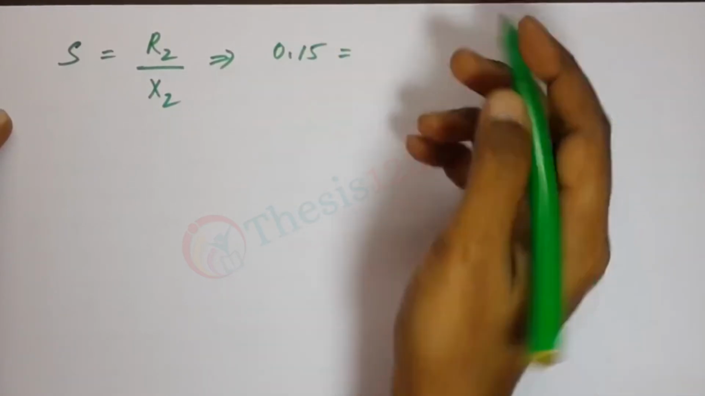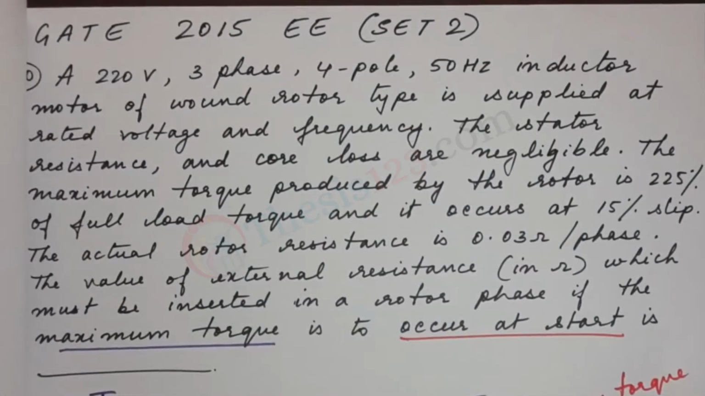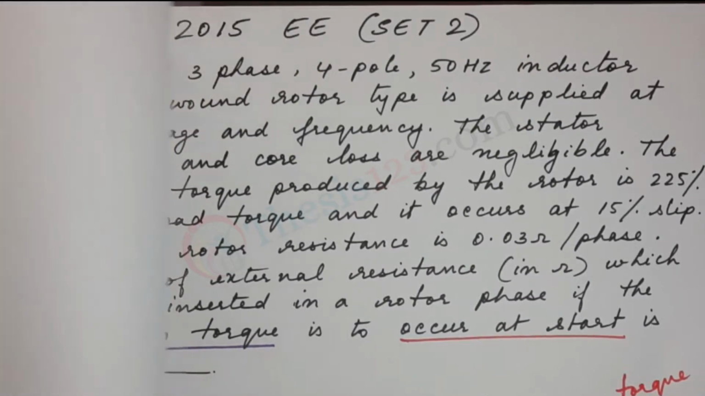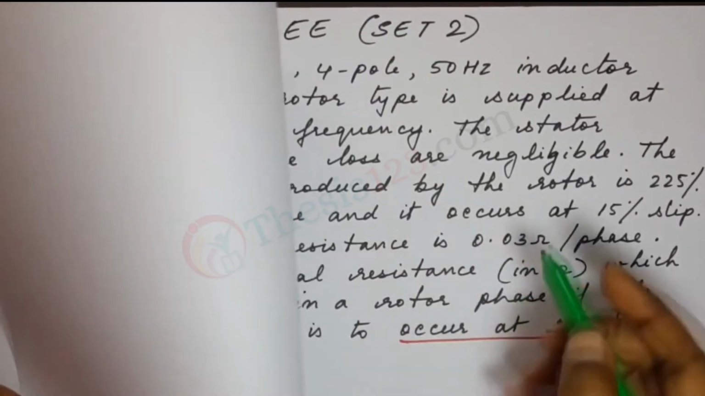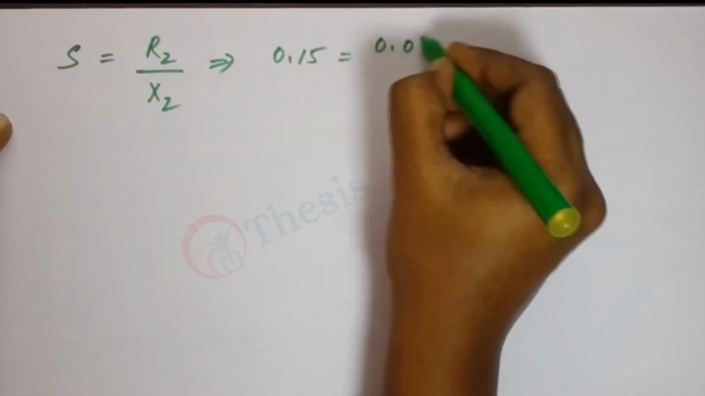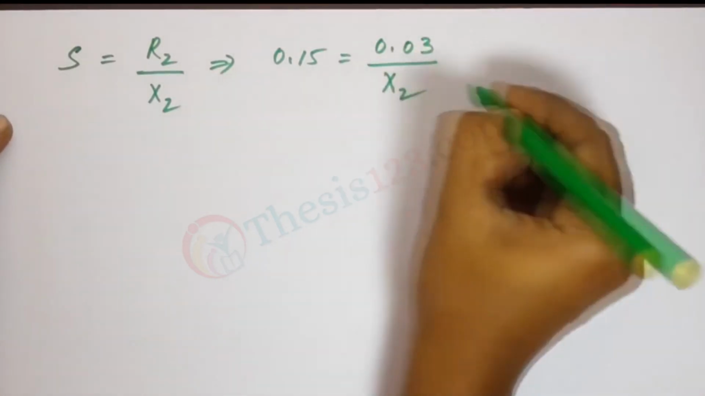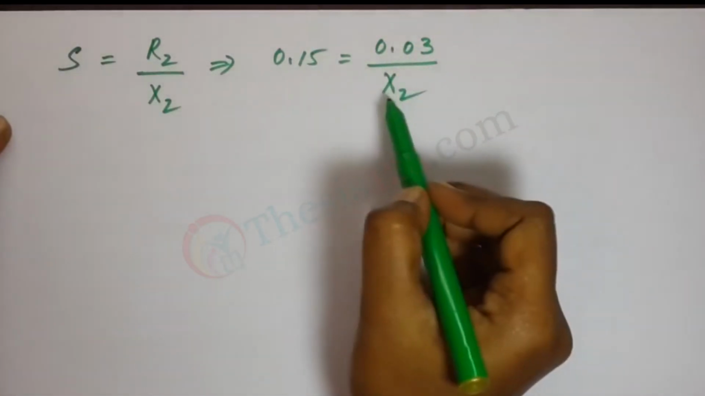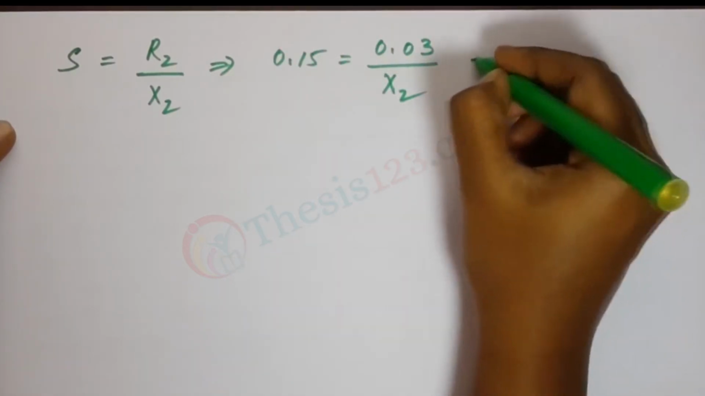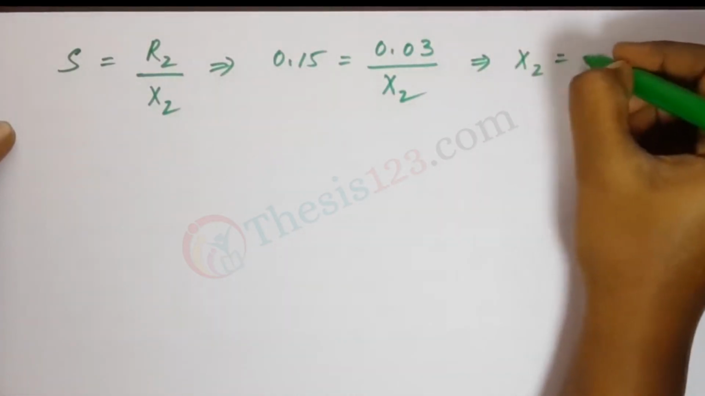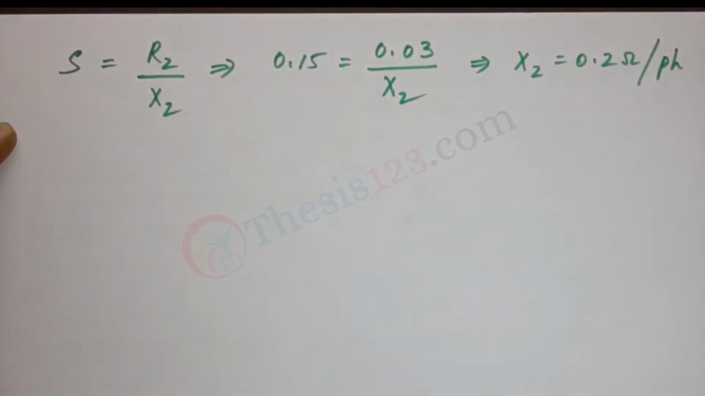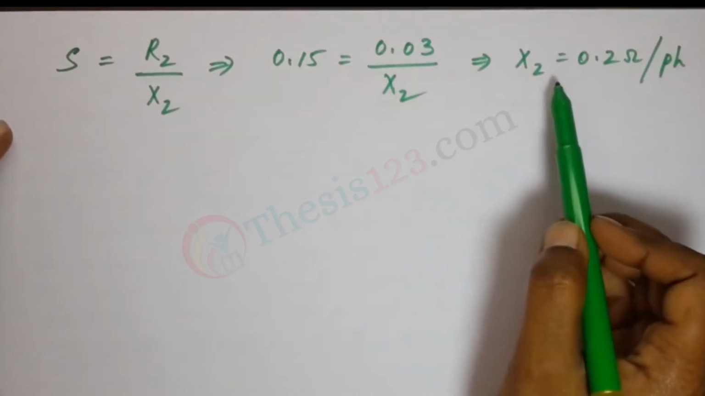Now the slip is given to us as 0.15. So 0.15 is equal to, now the resistance value is given to us. The rotor resistance is 0.03 ohms per phase. That's what's given here. 0.03 divided by X2. Now we have to find out what the value of X2 is. Solving this, you will be able to find X2 to be 0.2 ohm per phase. Alright, we now have our value of X2.